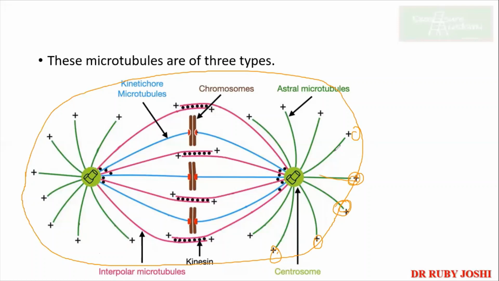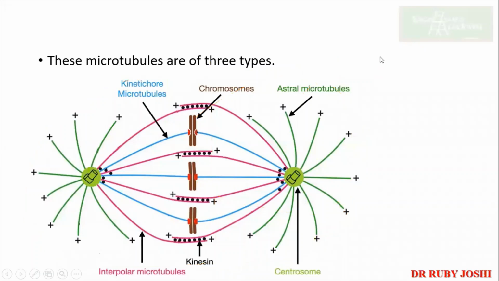Don't worry, I have got another figure also, but just get an idea that interpolar microtubules and the astral microtubules, they both are helping the cell in bringing the chromosomes to one center. It should not happen that this one went here and that one went there, right? Everything has to be together so that finally they can go for the division over here. Correct?